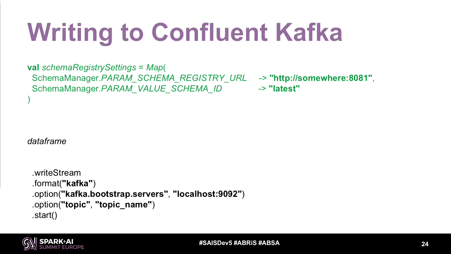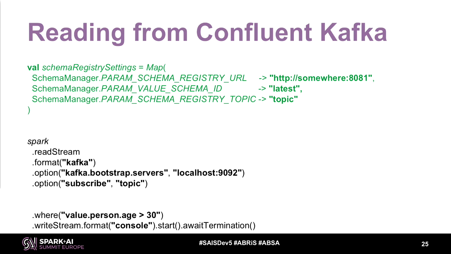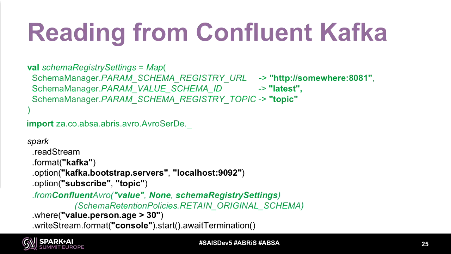And to do that, again, in the example, we're passing in the Schema Registry settings, because, again, schema management is important. We import ABRIS, and we call to Confluent Avro, so that we know to handle this specific case with the schema ID being appended to the top of the payload. Reading, same idea, just as simple. Schema Registry settings, import ABRIS, call from Confluent Avro this time.